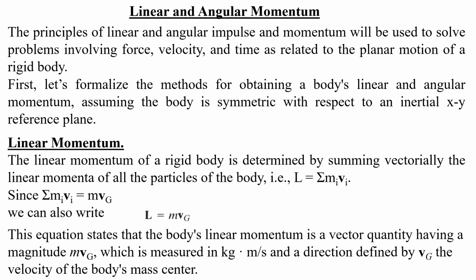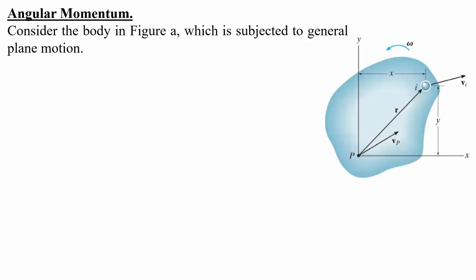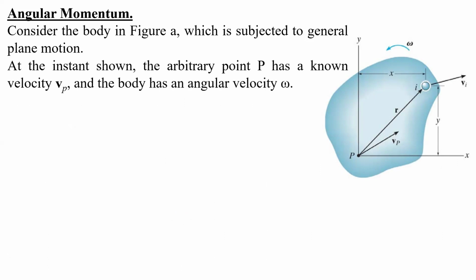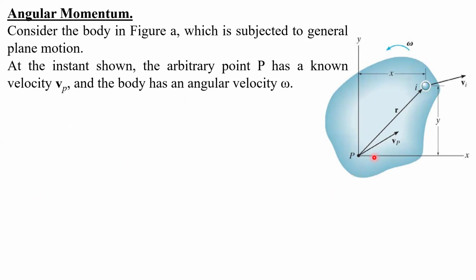This equation states that the body's linear momentum is a vector quantity having a magnitude m v_G, which is measured in kilogram meters per second, and a direction defined by v_G, the velocity of the body's mass center. Angular momentum. Consider the body in figure A, which is subjected to a general plane motion. At the instant shown, the arbitrary point P has a known velocity v_P, and the body has an angular velocity omega.